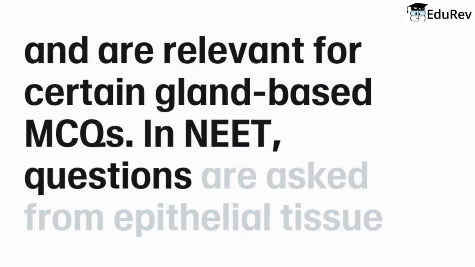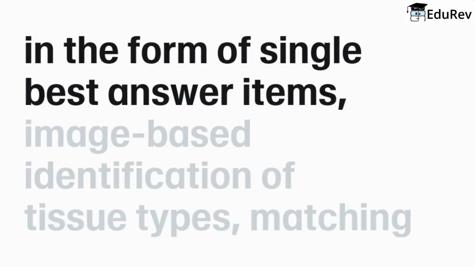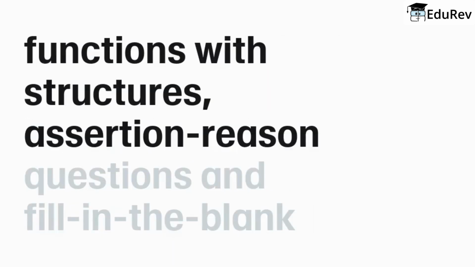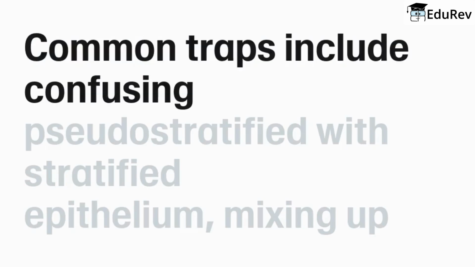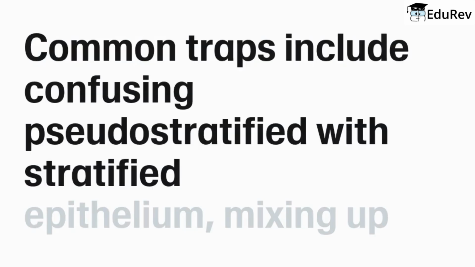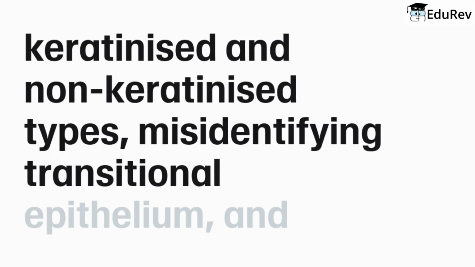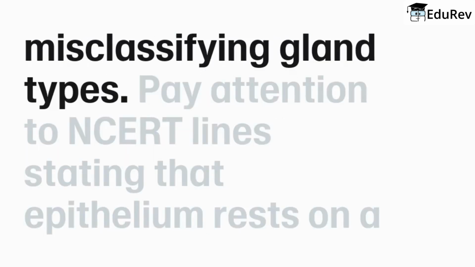In NEET, questions are asked from epithelial tissue in the form of single best answer items, image-based identification of tissue types, matching functions with structures, assertion reason questions, and fill-in-the-blank factual statements. Common traps include confusing pseudostratified with stratified epithelium, mixing up keratinized and non-keratinized types, misidentifying transitional epithelium, and misclassifying gland types.